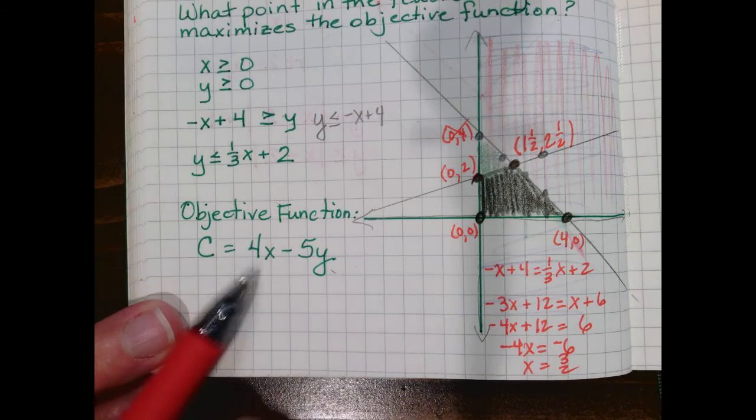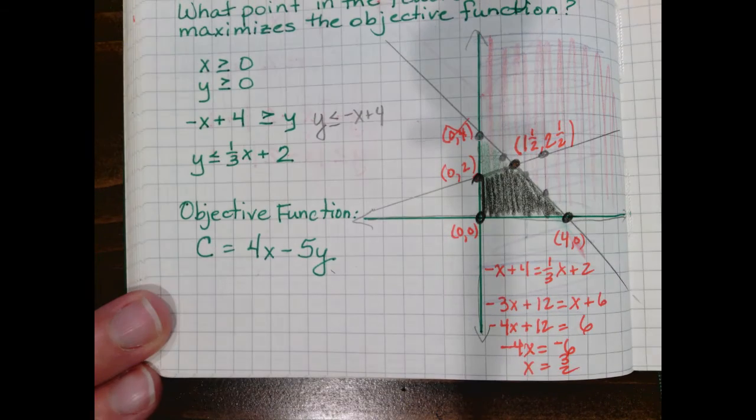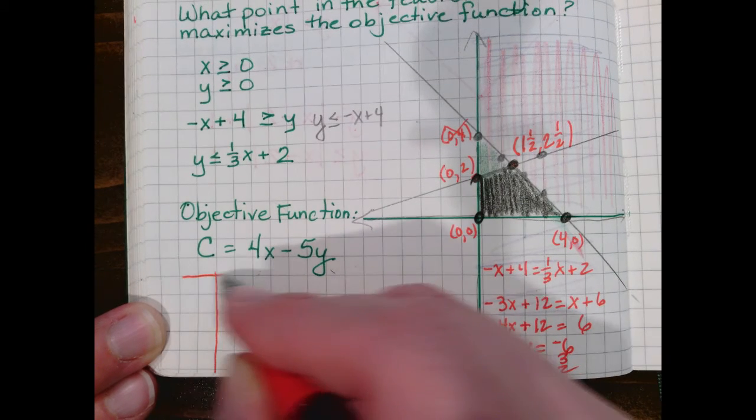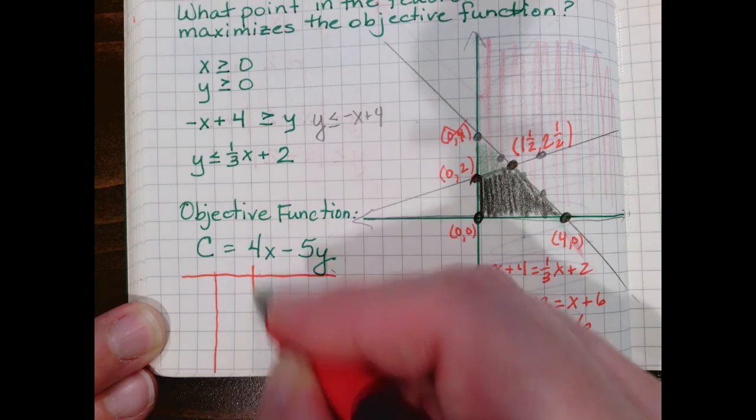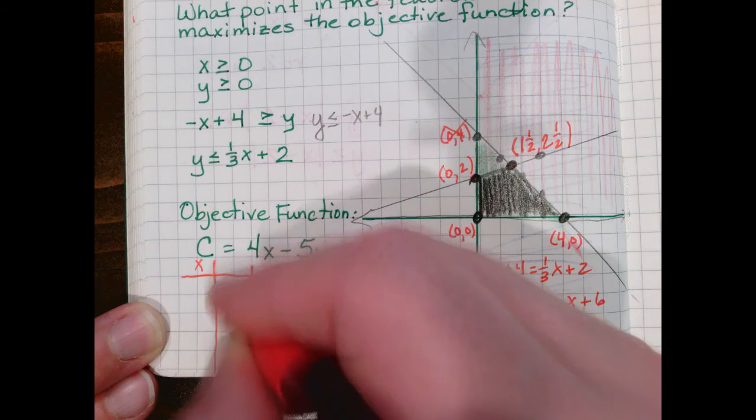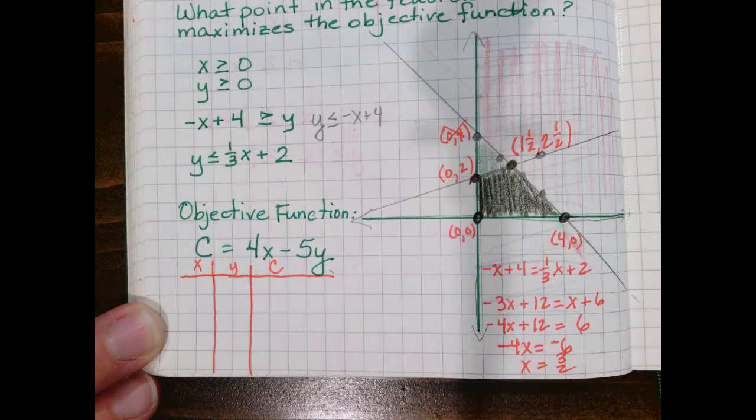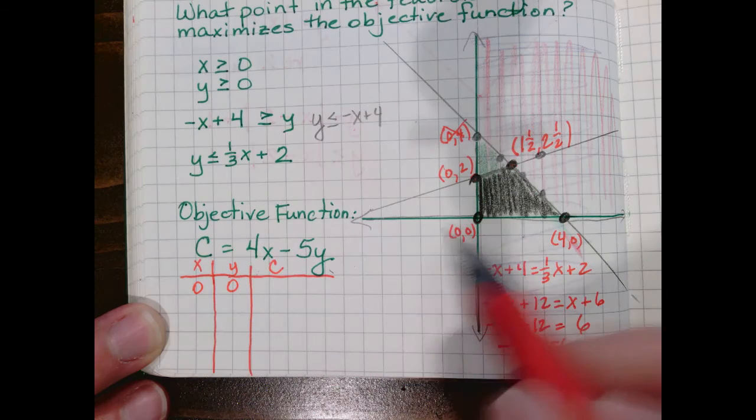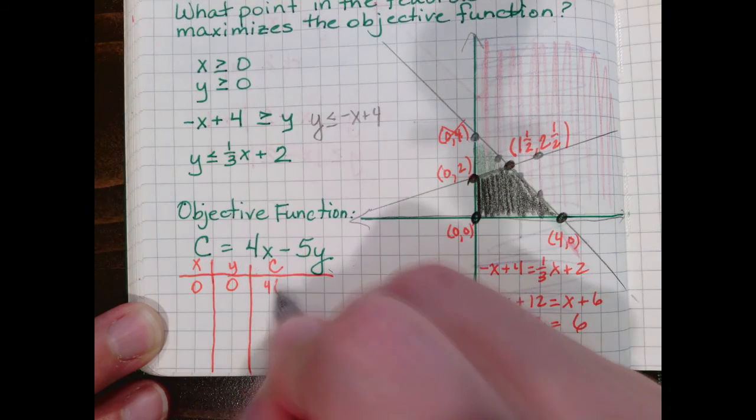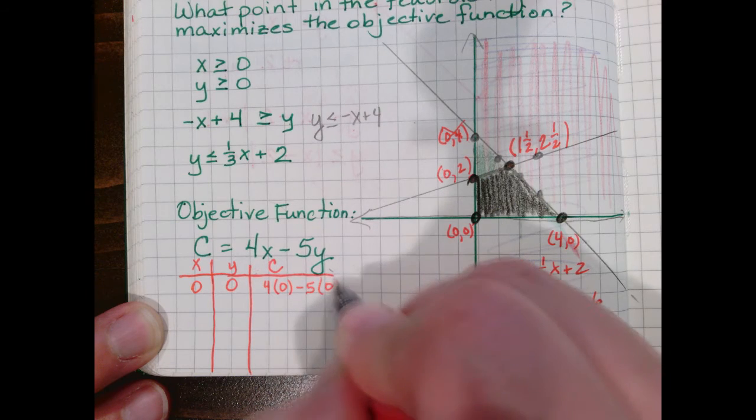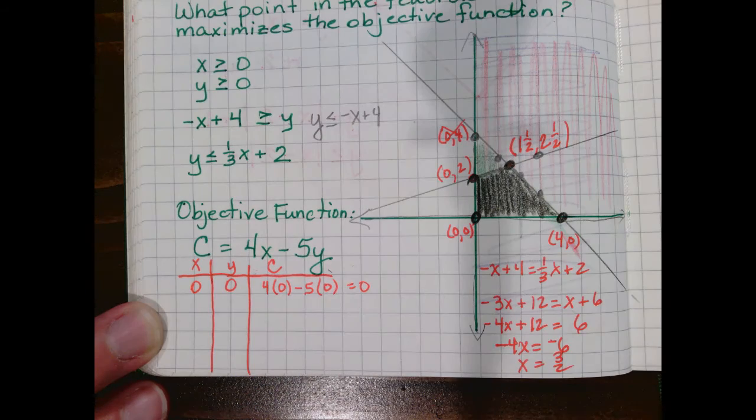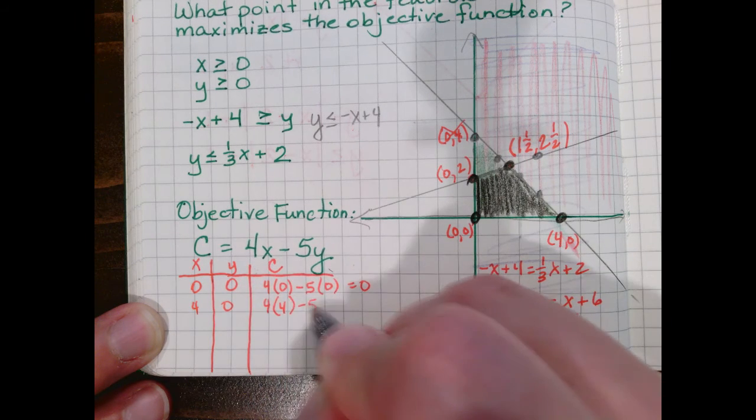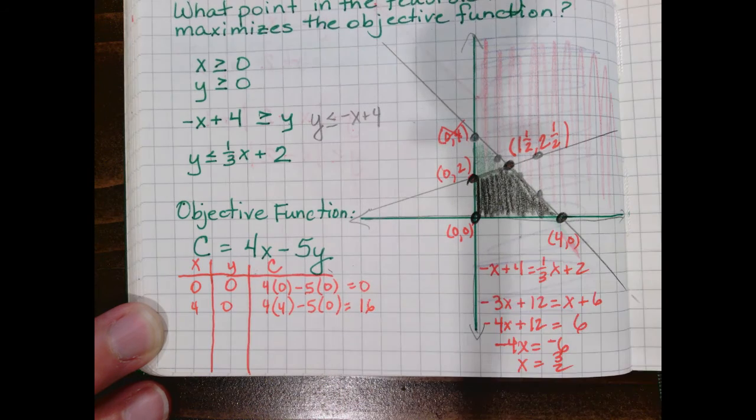Well, we have to see which one is going to make this objective function the biggest, because remember, we're looking for the maximum. So I'm going to make myself a little chart over here, with x in my chart, y in my chart, and then c. And remember, x and y are coming from my vertices. So I'll do the first one, 0, 0. Then we plug in 0 for x, 0 for y, and I get 0. Let's do 4, 0. Plugging in 4 for x and 0 for y, I get 16.